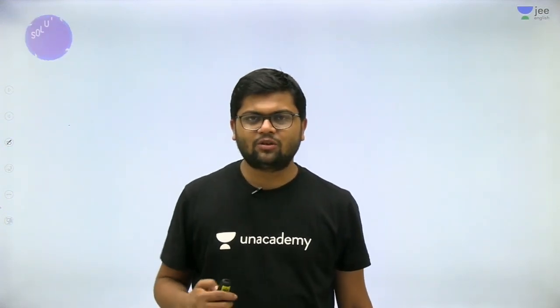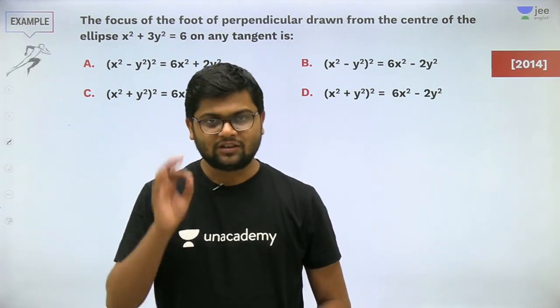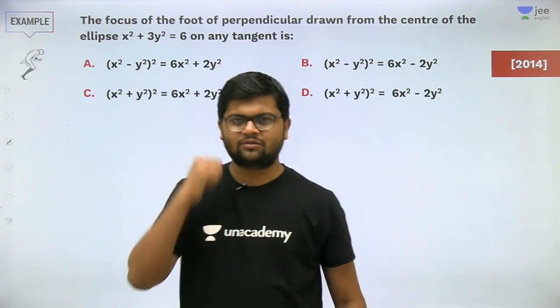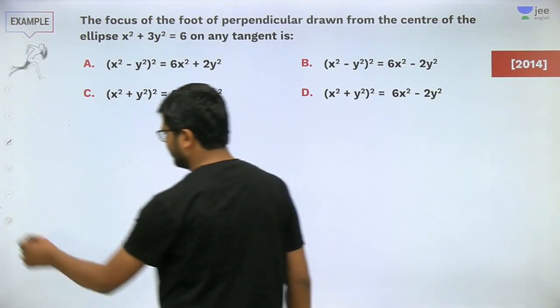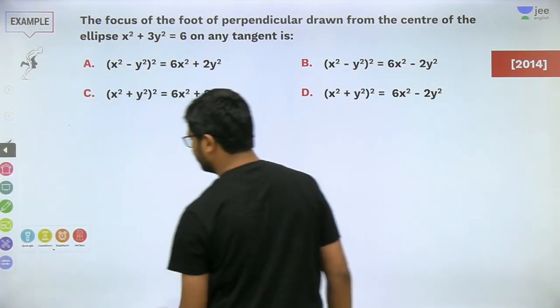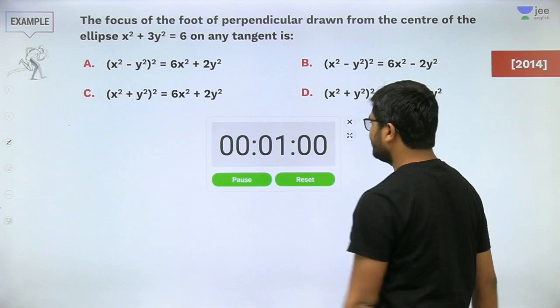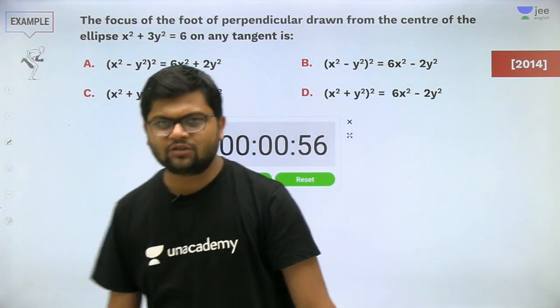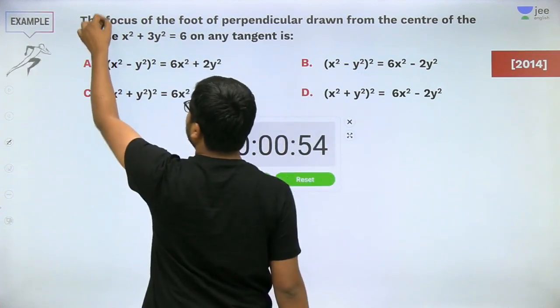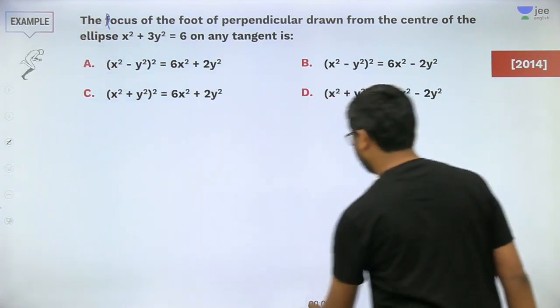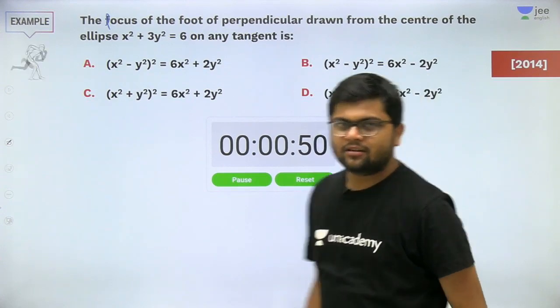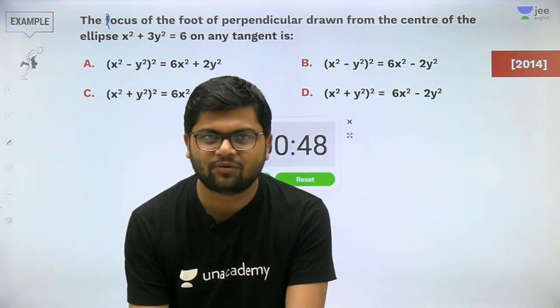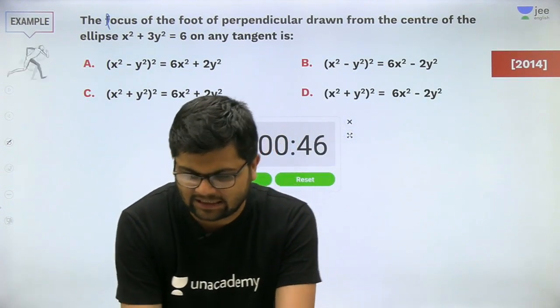Wonderful students, wonderful. Now let's try solving the next question. This is a beautiful question. Just try solving this one. I am giving you 1 minute, just try solving. Very beautiful question, very beautiful. Locus of foot of perpendicular drawn from the center of ellipse on any tangent is, this we need to calculate.